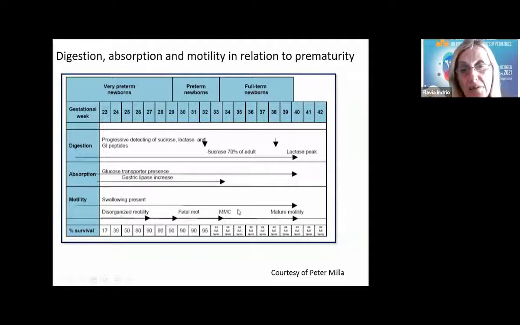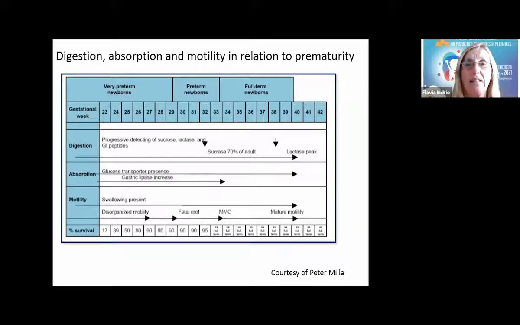If we do not have the migrating motor complex, the food remains stopped in the part where it has gone, like in the stomach or the duodenum. And so Peter Miller said that around 37 to 39 gestation weeks, so basically when the newborn is at term, there is a fully mature motility.